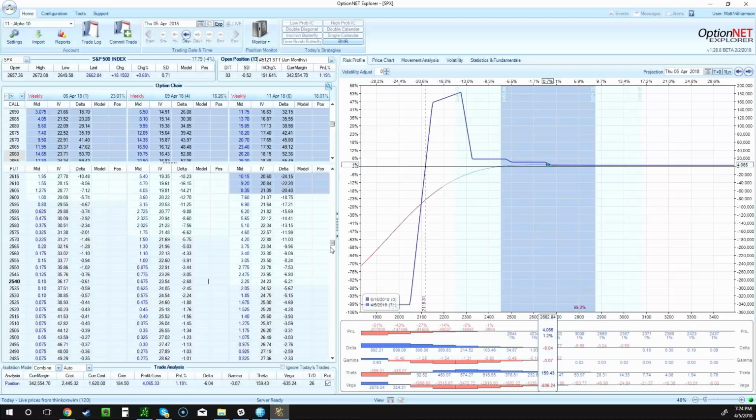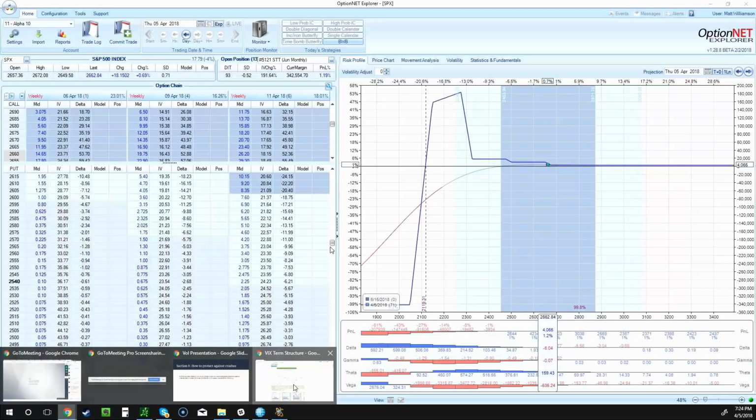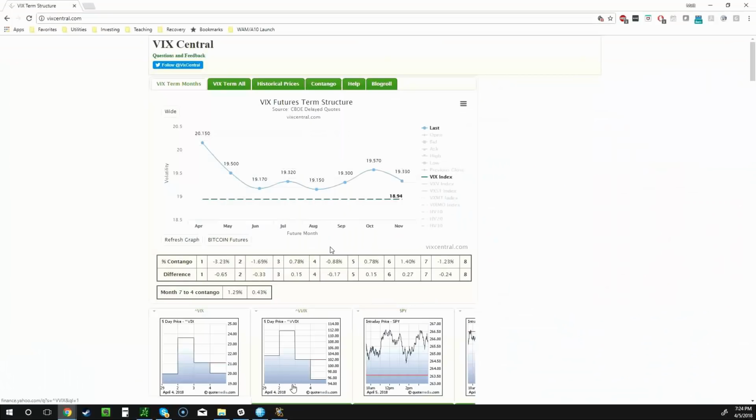Correct. Yeah, let's see. Let me think about that for a second. The only problem with doing this kind of stuff on the VIX, and this is something that I should have mentioned earlier, that's a really good point, is that the VIX options are tied to the VIX futures, and the VIX futures are a 30-day look, a 30-day implied vol on SPX.